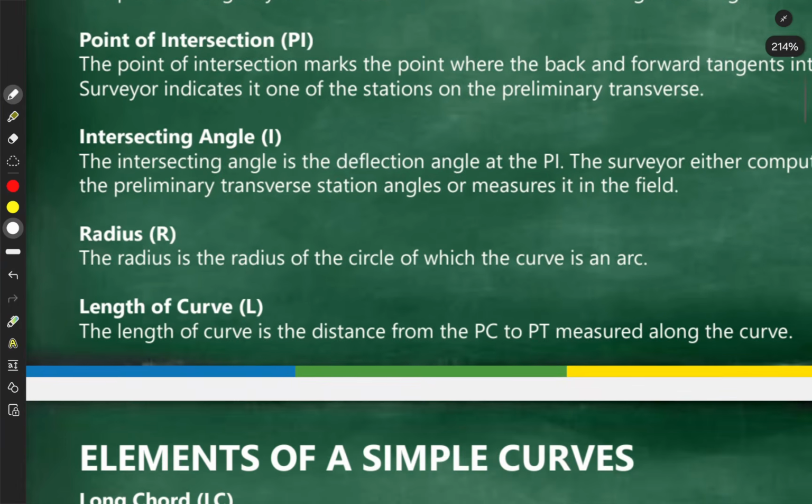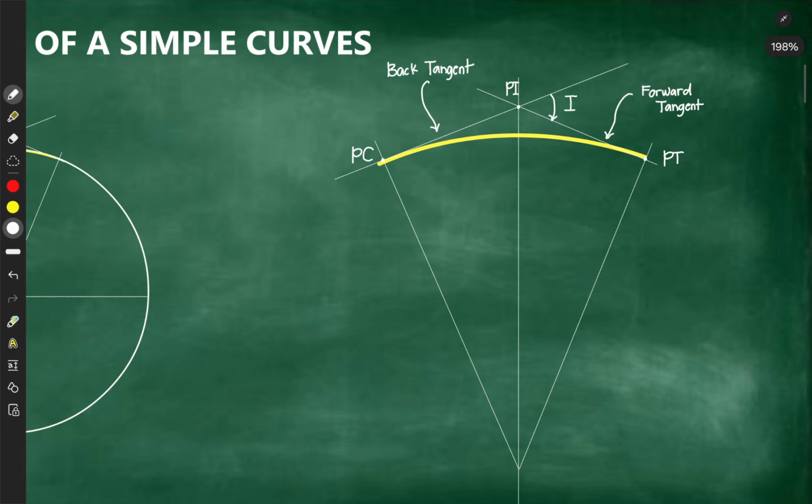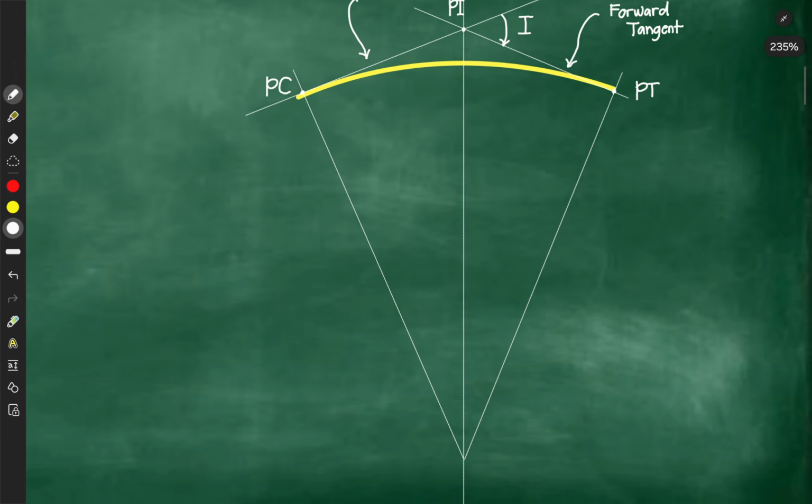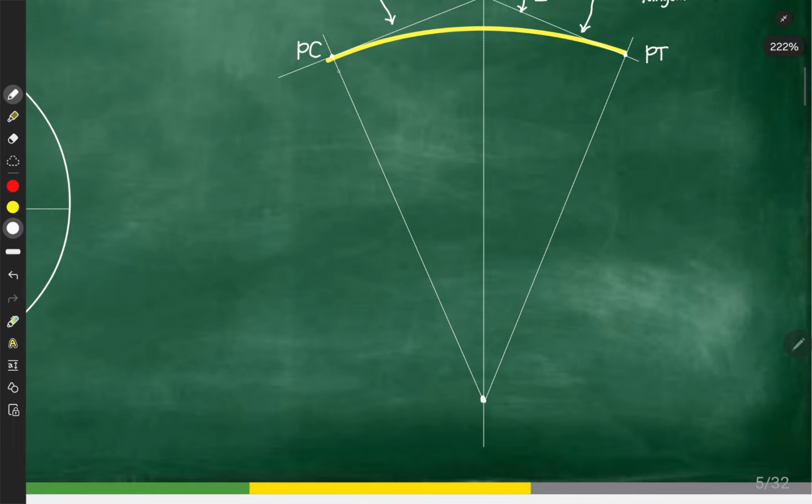And next, we also have this radius. The radius is the radius of the circle of which the curve is an arc. So again, if our simple curve is just part of a circle and this is an arc, therefore we have this radius. So from the center of the circle, this is our radius.